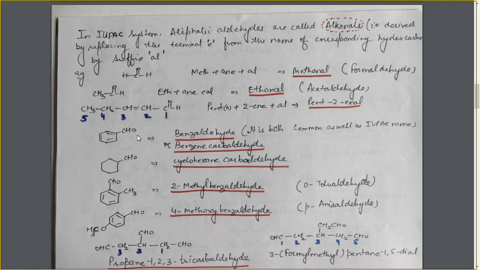Next, in case of this aromatic aldehyde, the simplest aromatic aldehyde, the name is benzaldehyde, as we have read earlier. And benzaldehyde, this name is both common as well as IUPAC name. It is also named as benzene carbaldehyde. Now, how does this carbaldehyde come?